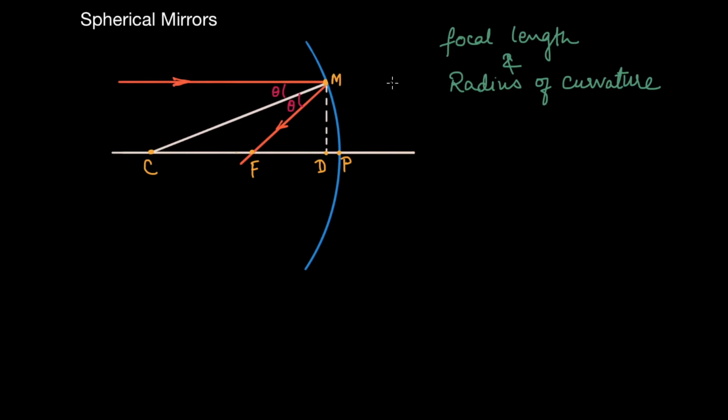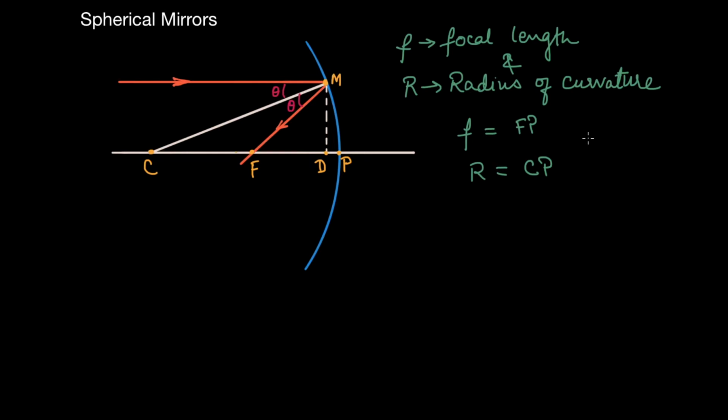So what is the relationship between the focal length, which we write as small f, and the radius of curvature, written as capital R? So note also that the distance FP is the focal length, and the radius of curvature is the same as the distance from the center to the pole, which is CP.